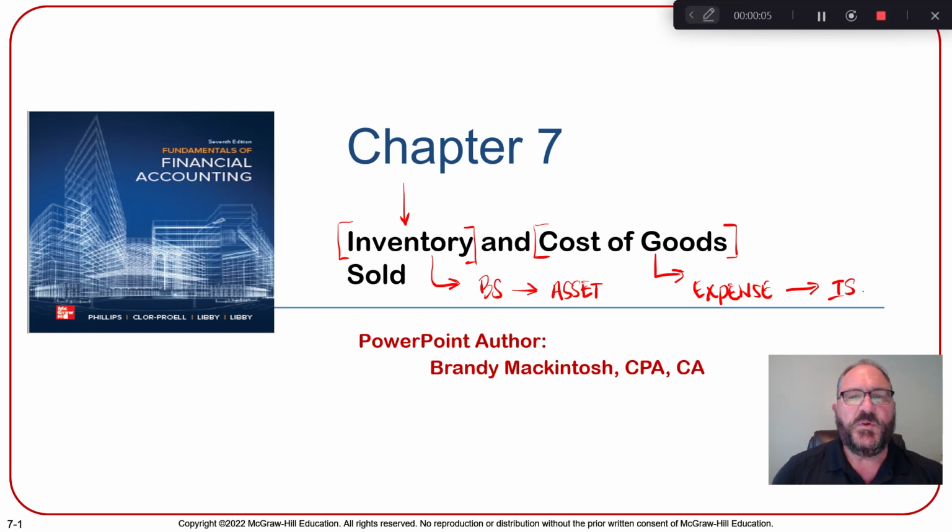So in Chapter 7 we're going to take a look at inventory and cost of goods sold. By the way, inventory, that's on the balance sheet and it's an asset. And cost of goods sold, hopefully you know this already, it's an expense and it's on the income statement. Okay?